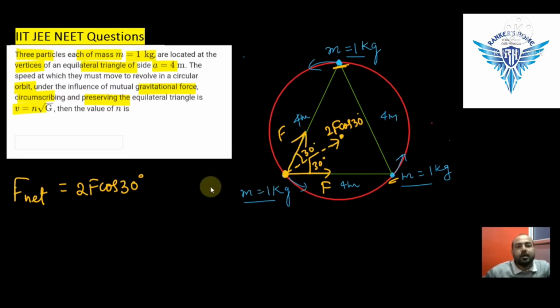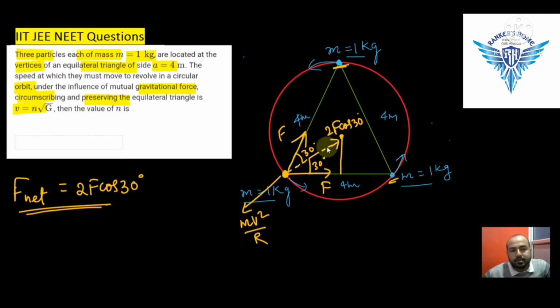Now this force becomes the centripetal force, and it is balanced by the outward centrifugal force mv square upon r, where r is the radius of this circle. So we will calculate the value of r here. This one is the radius r, and if we calculate it, then we can find the value of the radius.